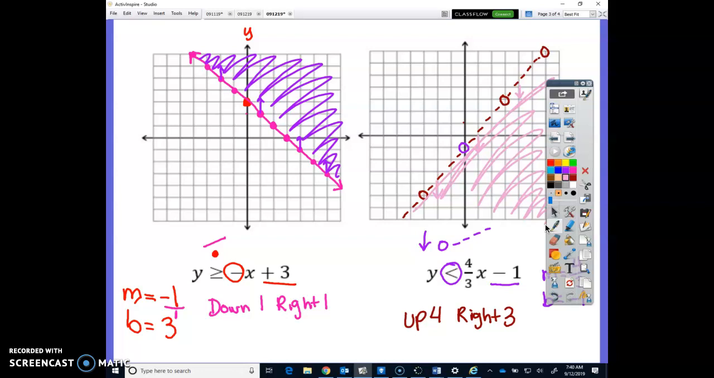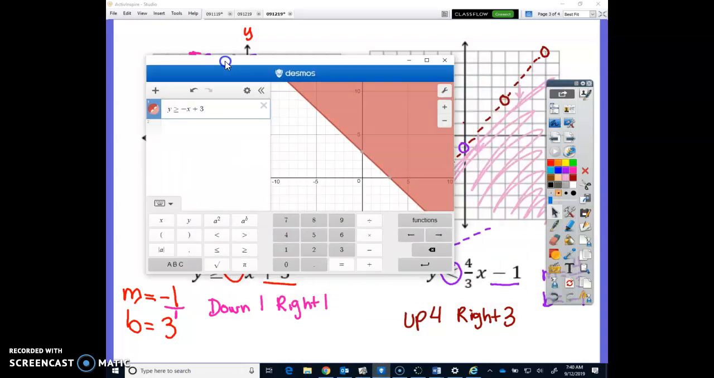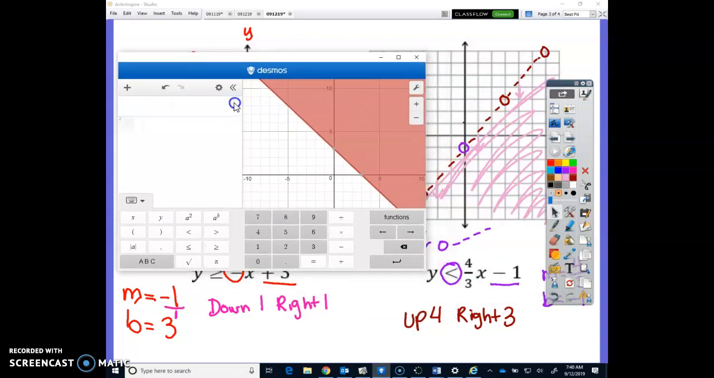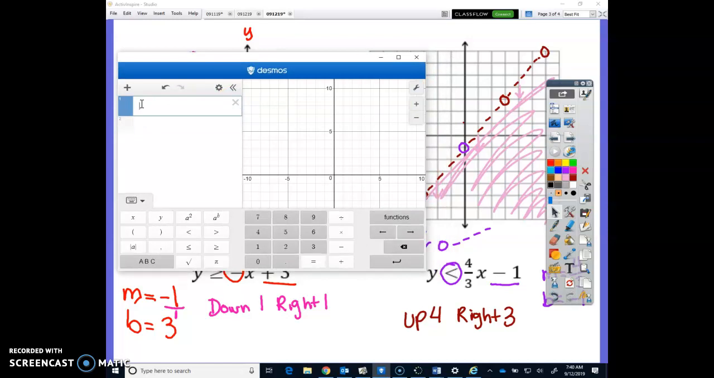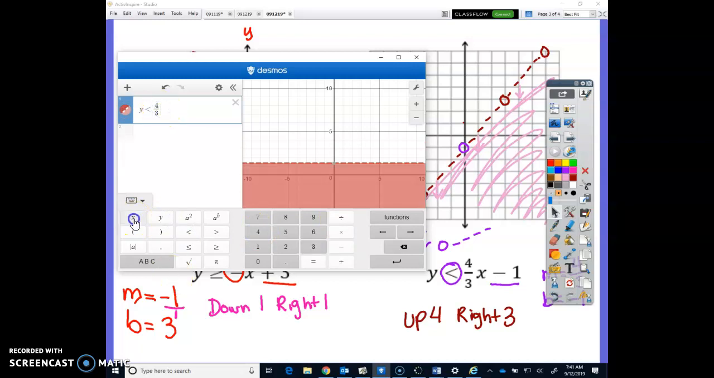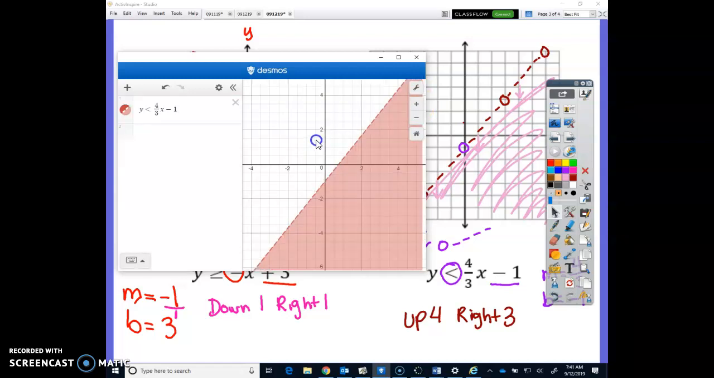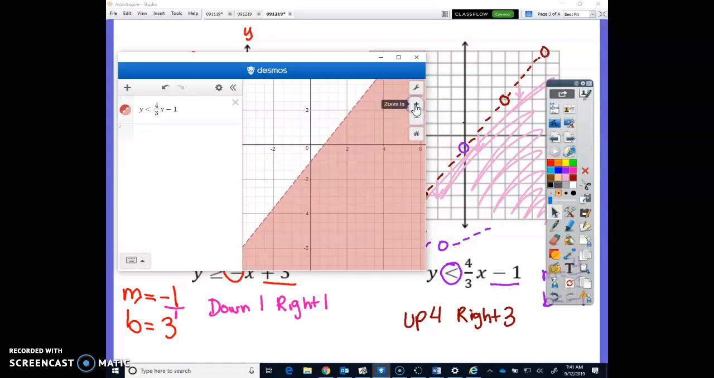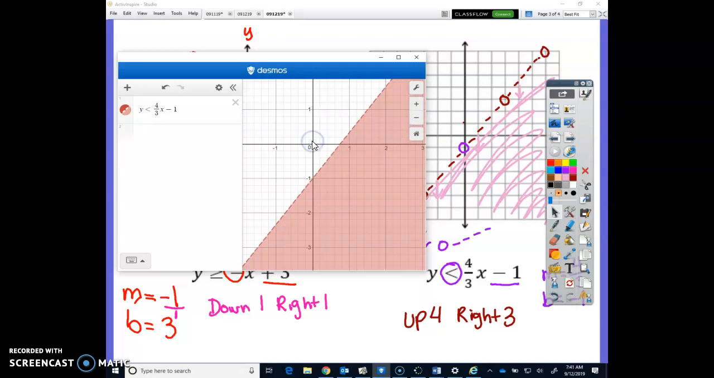And again, if you're not comfortable doing it by hand, Desmos can help you out. You would just put it in here. So it's y less than 4 divided by 3, x minus 1. And it should look exactly like what we graphed. You can even zoom in if it doesn't look like it. Same thing.